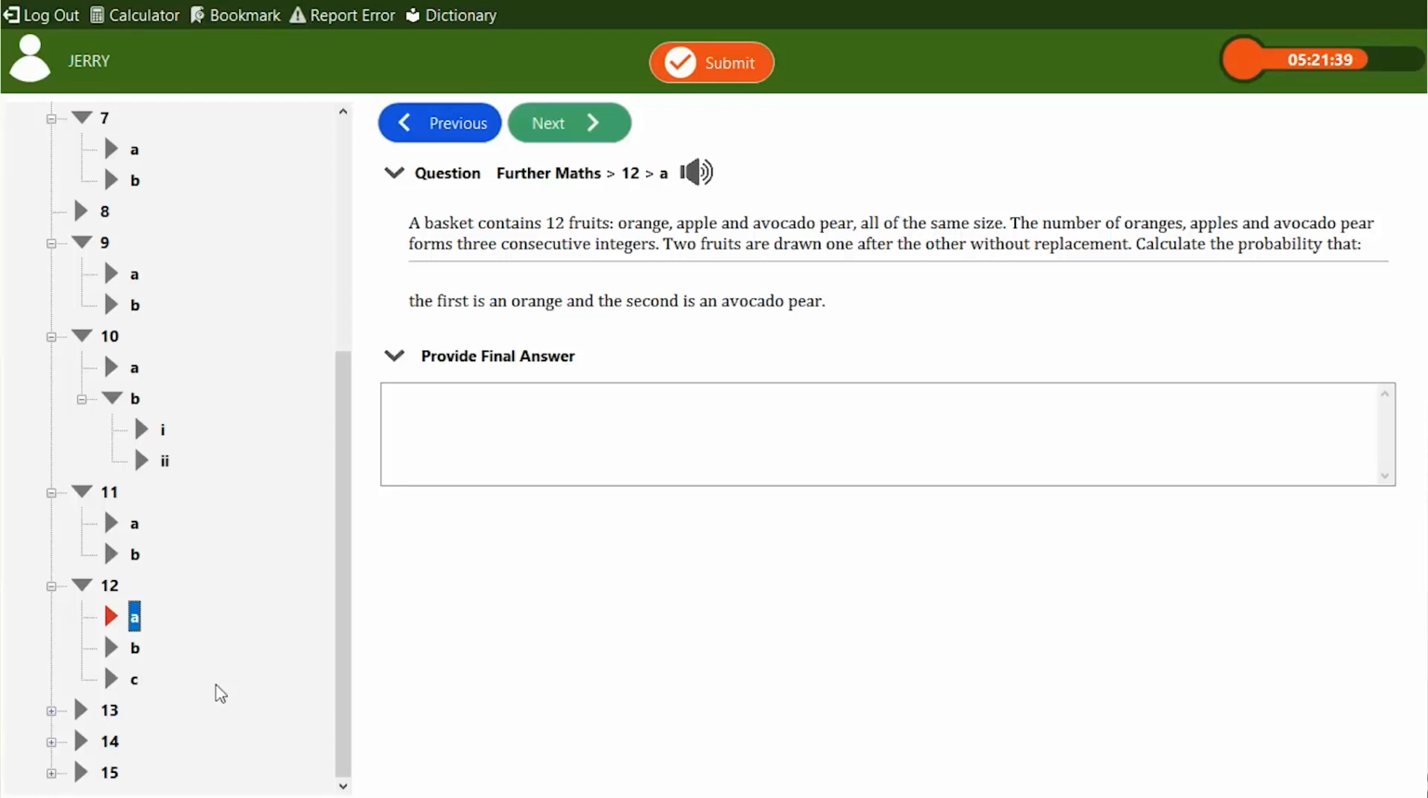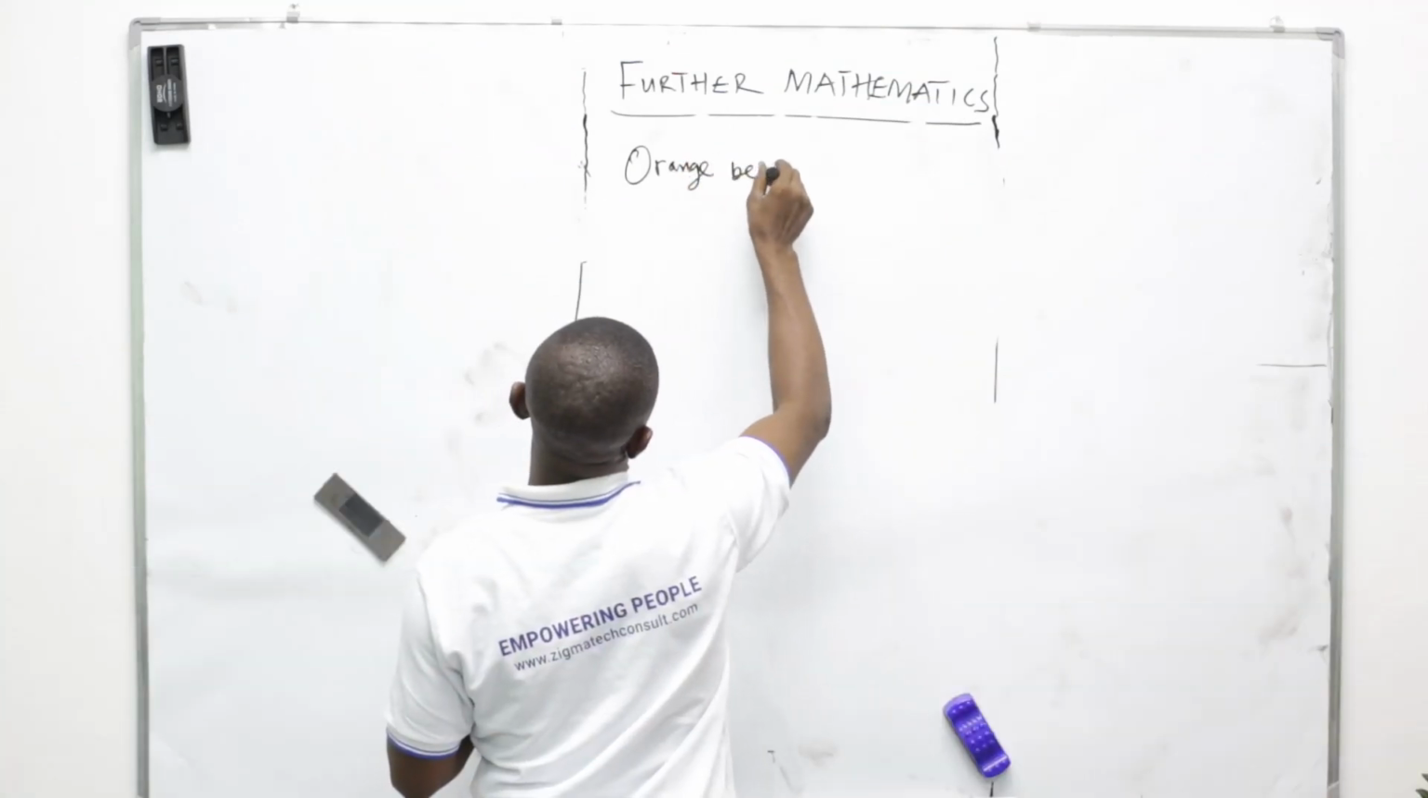Okay, this is probability, but no value was given for apple, avocado pear, and orange. The instruction is that they are 3 consecutive terms. If terms are consecutive, it will mean that, let orange be X.